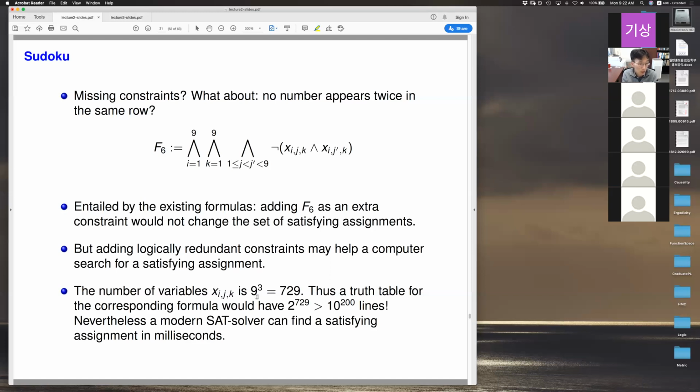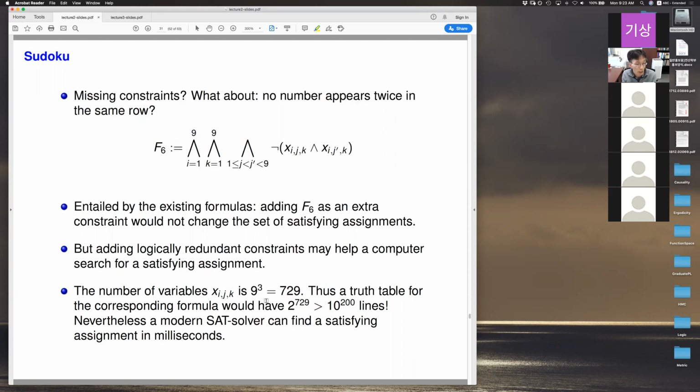If you think about the number of variables, it has 729 variables. And if you think about the size of the truth table, it's really, really huge, okay? So simple-minded search is not going to solve this satisfiability problem generated from the encoding of the Sudoku. But modern SAT solvers are pretty smart, and they use very clever heuristics and algorithms. And because of this, it works.